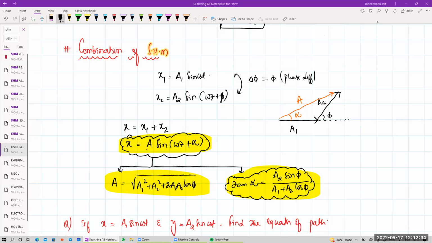So in the combination of SHM, we've got two equations. The first equation is x1 equals a1 sine omega t, and x2 is ahead of it by phi. So the second is a2 sine omega t plus phi. That means the second equation is ahead of the first by an angle phi. So the phase difference between x1 and x2 is delta phi, isn't it?